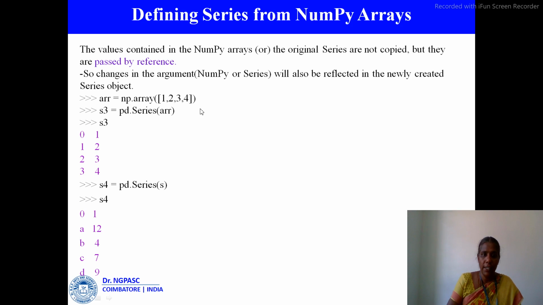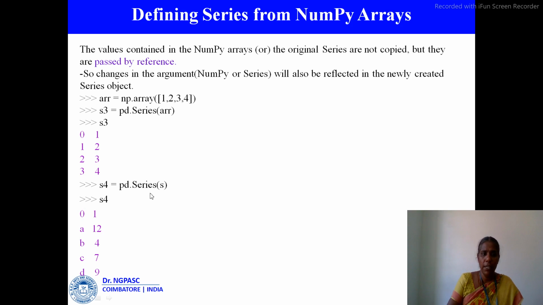Here I have created an array using NumPy. np is the alias name for NumPy, np.array. Within brackets I have to mention what elements I want to have in the array. The next step is passing this array to the series to convert that array into a series. So s3 is a series which contains the array values which were already created. When I print the series, it will print the values which are stored in the array.